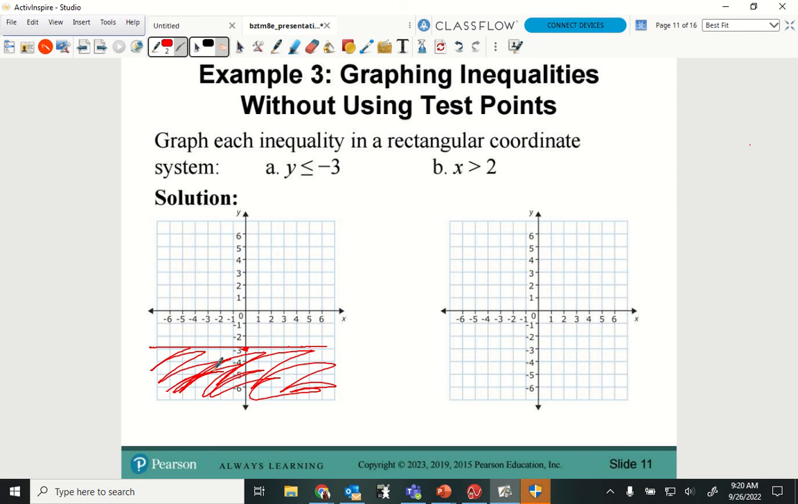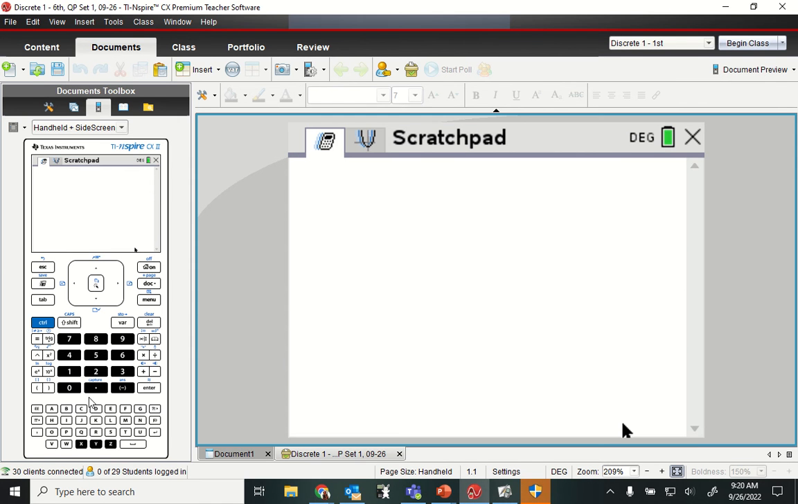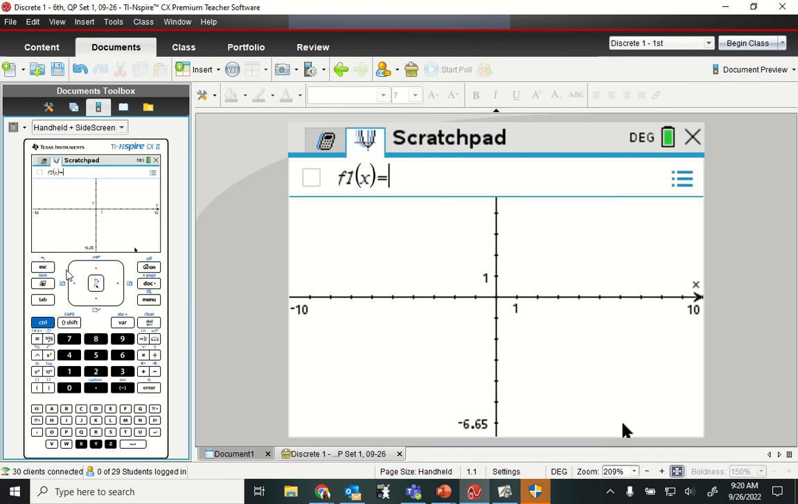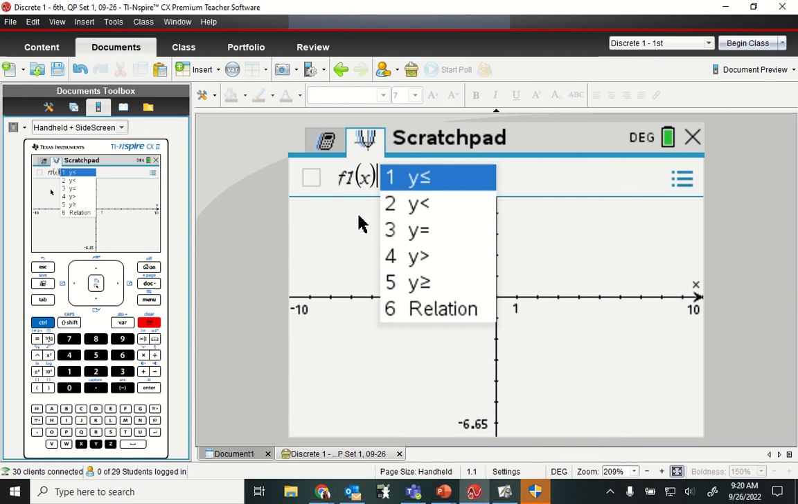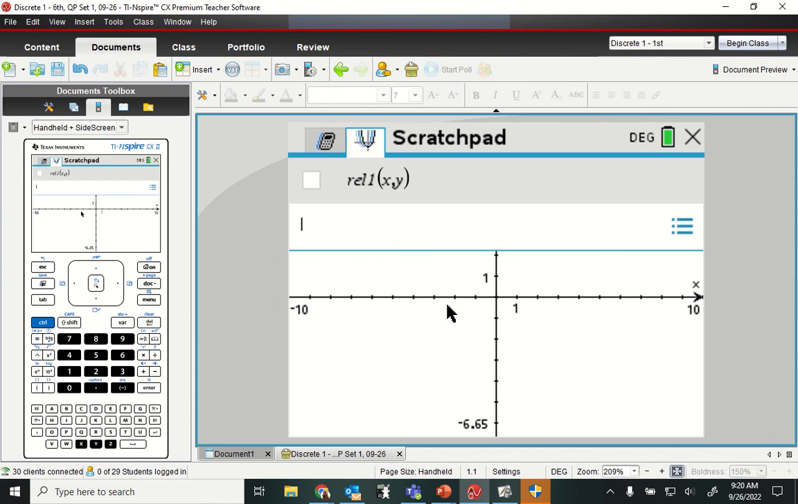Now the next one is slightly different. So it says x is greater than 2. So I'm going to go back to my calculator. I'm going to doc B, so I'm going to clear out the one I have in there. And then it says x, right? So I'm going to delete. Do I have an option for x here? No, so that's going to be a relation.